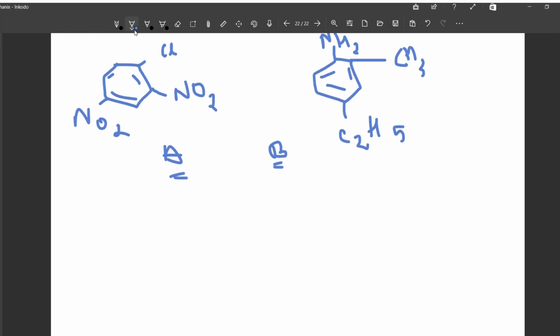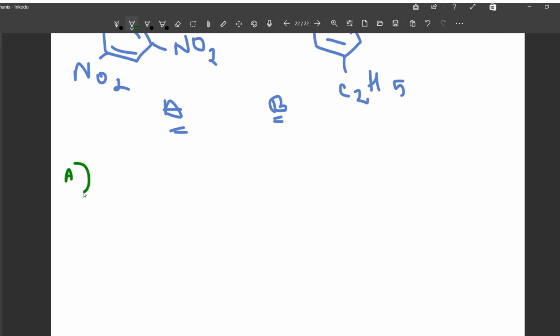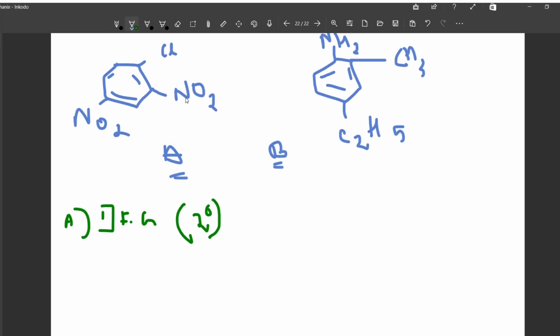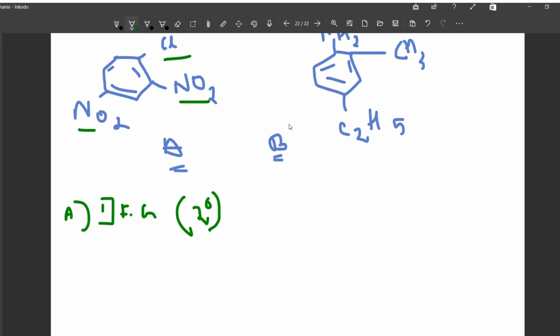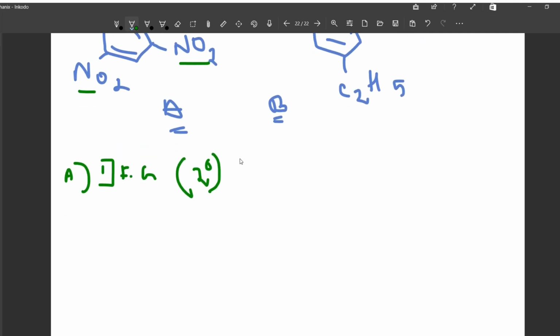Alright, so let us start naming compound number A. So as I've said previously, we always start naming from functional groups because that's our second degree suffix according to the rule. Alright, so let me just abbreviate this as 2 degree. As you can see, we have no functional groups here. We have only NO2, NO2 and Cl. That's nitro and chlorine, and these two are substituents.